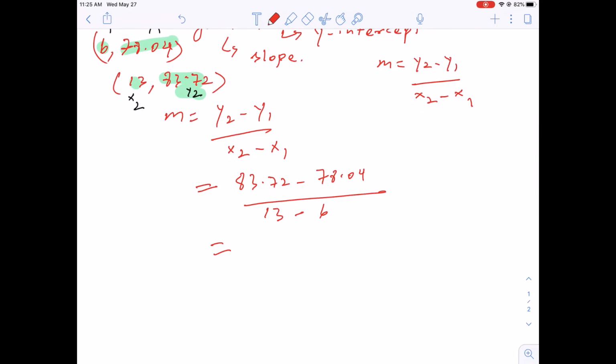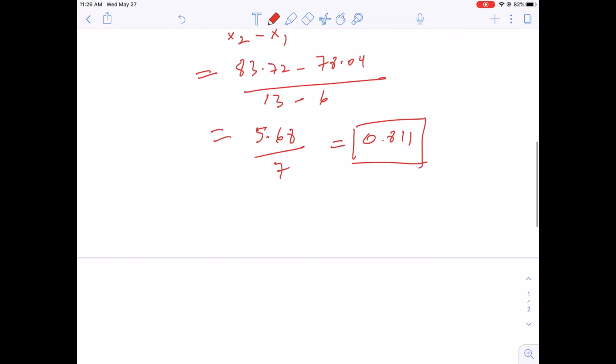Okay, so I'll scroll down. 83.72 minus 78.04, we are going to get 5.68, and we are going to divide by 13 minus 6, so that will be 7. So 5.68 divided by 7 will get 0.811. So this is our slope, this is our m value.